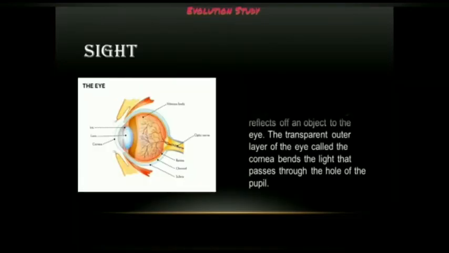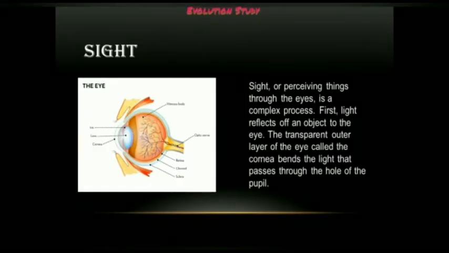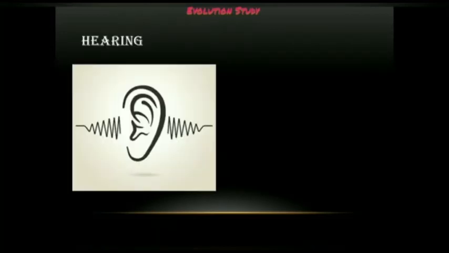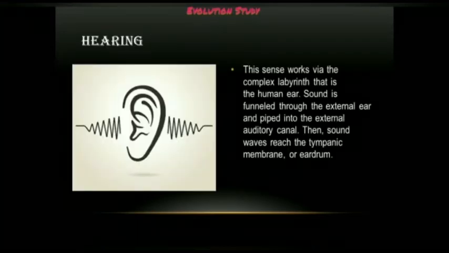Sight, or perceiving things through the eyes, is a complex process. First, the light reflects off an object to the eye. The transparent outer layer of the eye, called the cornea, bends the light that passes through the hole of the pupil. Hearing. This sense works via the complex labyrinth that is the human ear.